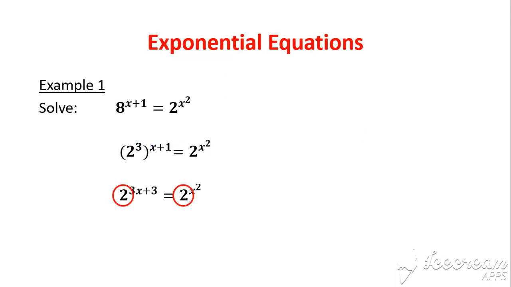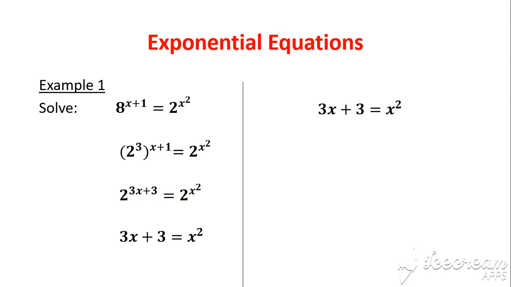Now the reason we've done this is we've now got our base the same. We had 8 to the power of something, but we've changed them both into 2 to the power of something. This is important because we have 2 to the power of 3x plus 3 equal to 2 to the power of x squared. Because we have the same base, we can say these powers must be equal. 2 to the power of something is equal to 2 to the power of something, so the two somethings must be equal. So our next statement is: 3x plus 3 is equal to x squared. We don't need to worry about our bases anymore. The twos aren't important.